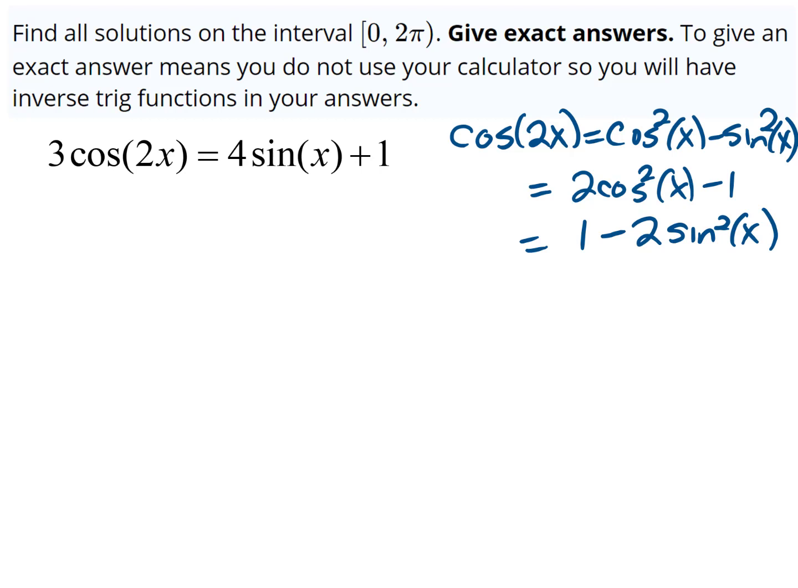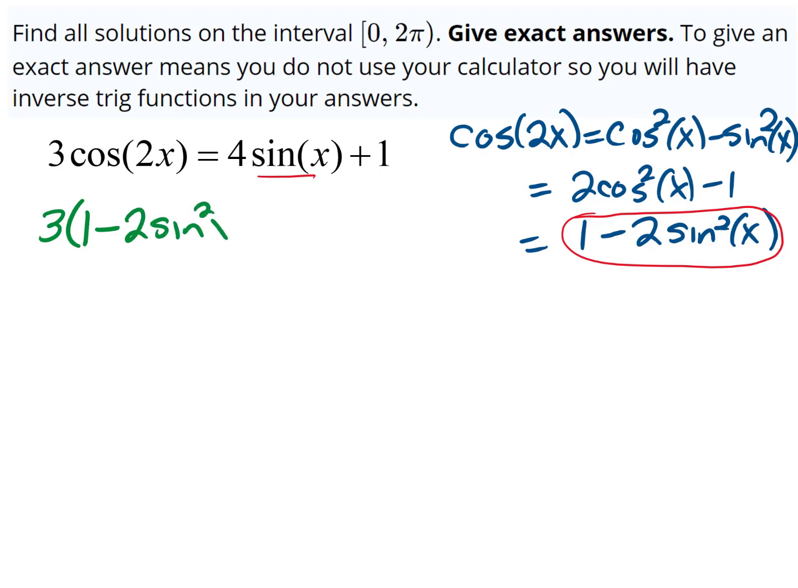Which one would I want? Well, because I have this sine x here, I'm going to use the one that just gets things in terms of sine x, and then I can get everything on one side equals 0 and see if I can factor it. So I have the 3 in front. I need to make some parentheses because I'm going to plug in 1 minus 2 sine squared x, which is what cosine 2x equals, but the 3 will need to be distributed to both.